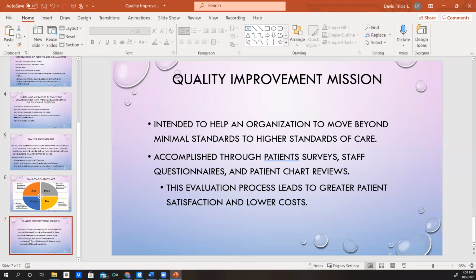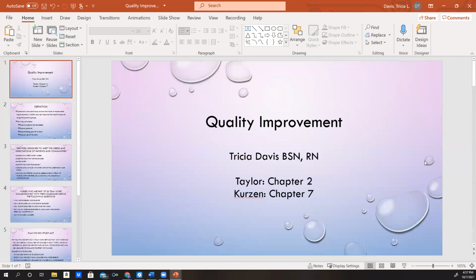And then evidence-based practice shows that this evaluation process is going to lead to greater patient satisfaction and safety, and eventually lower costs. And that is it, only 7 slides.